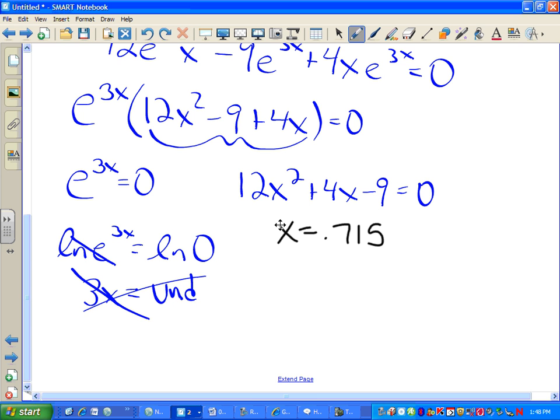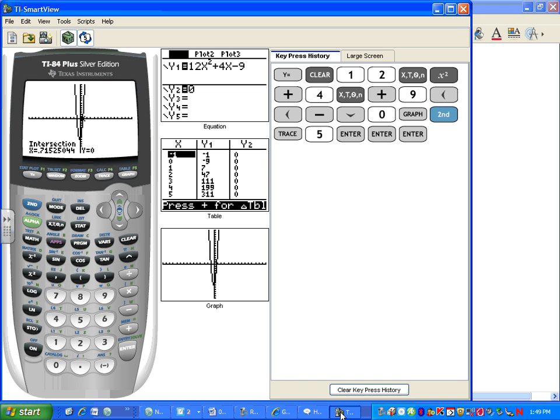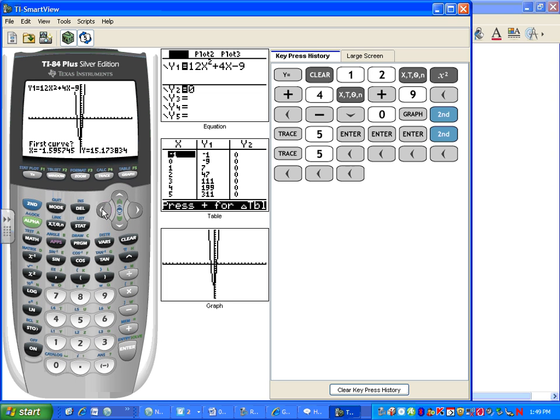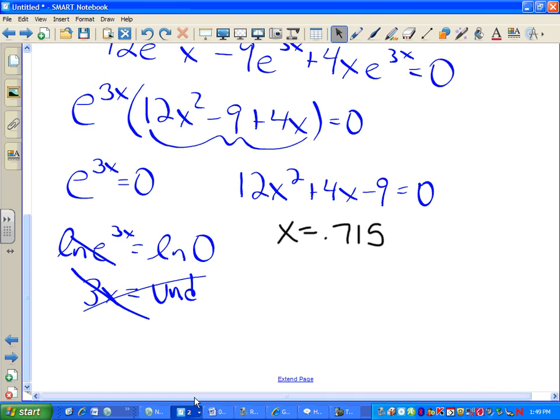Okay, let's go back to the calculator and find the other one. We do it the same way. Calculate, intersect. This time I'm going to put my cursor a little closer to the negative side. And I have negative 1.049. Negative 1.049. Let's record that. So there's the two decimal versions.